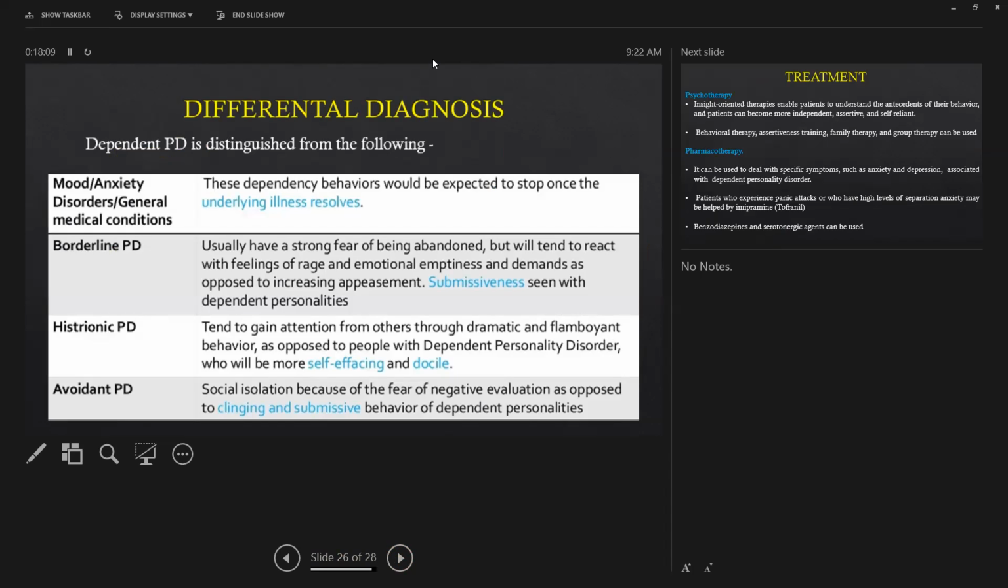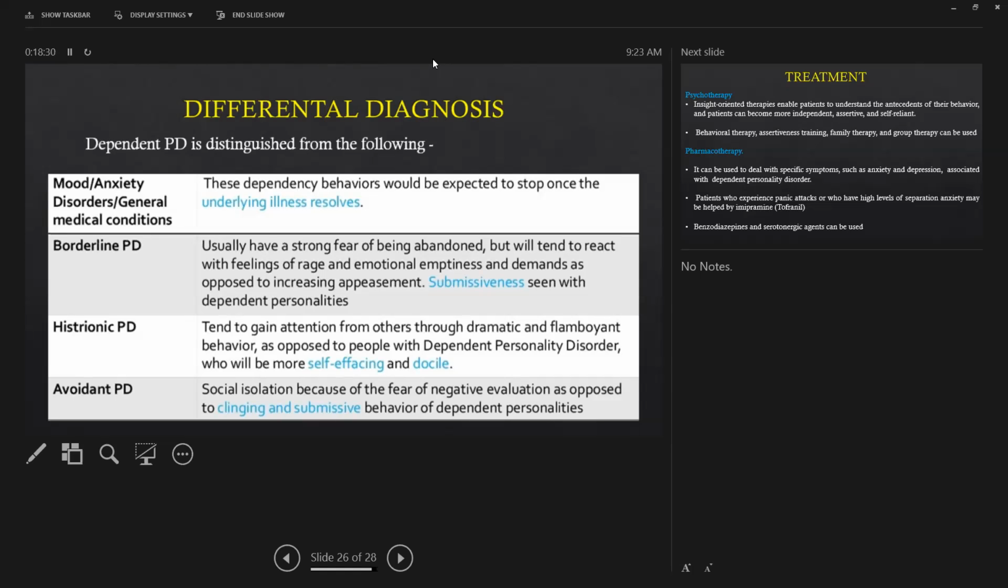Differentiating it from other personality disorders, borderline personality disorder usually has a strong fear of being abandoned, but will tend to react with feelings of rage, emotional emptiness and demands, as opposed to the increasing submissiveness and appeasement. Submissiveness is seen with dependent personality disorder.